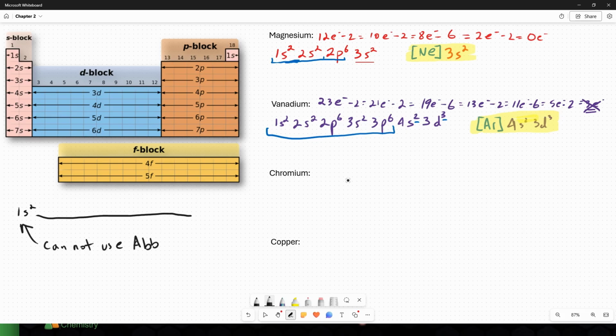I'll just put abbreviation. You cannot use abbreviation when you see a 1s2 because that 1s2 would normally be part of the abbreviation. So you wouldn't be able to use that noble gas in that electron configuration. So be very aware on the AICE exam what the question is asking you for and how that question is structured.